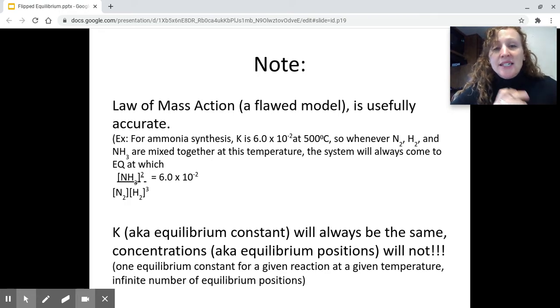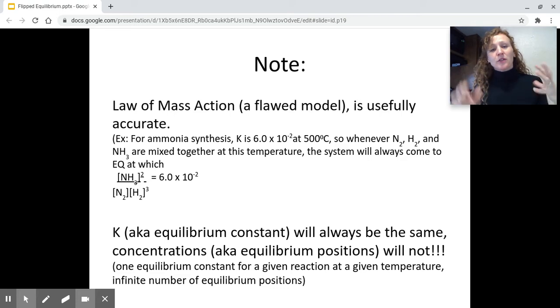One of the big ideas that you have to keep in mind when doing the law of mass action is that no matter what you start with, when your system hits equilibrium, K, the equilibrium constant, will always be the same. Concentrations or equilibrium positions of your reactants and products will not. K will be the same. Concentrations will not. The concentrations can ebb and flow as long as they always agree with that specific ratio between the products and the reactants.